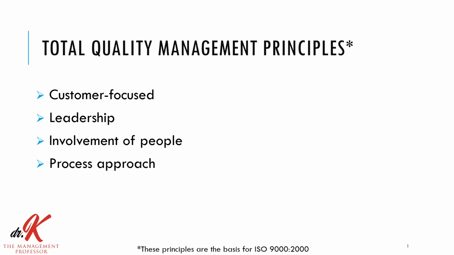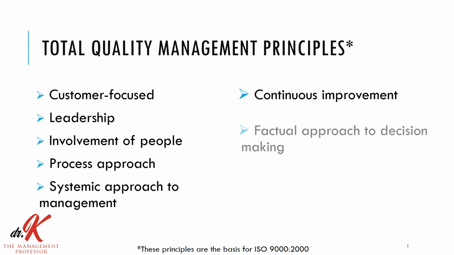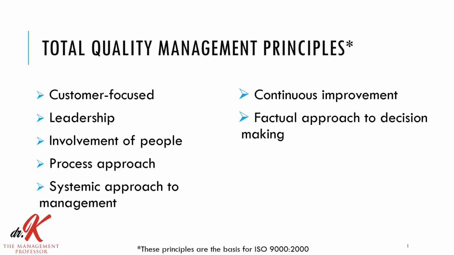Taking a process approach is when an organization runs the business itself as a systemic process rather than through individual units or departments. The systemic approach to management allows for more opportunity for continuous improvement. Each activity has a definitive and replicable process. Continuous improvement is a mindset that promotes ongoing enhancements to products, services, and processes. Factual approach to decision-making is when management makes effective decisions based on the analysis of data and information.